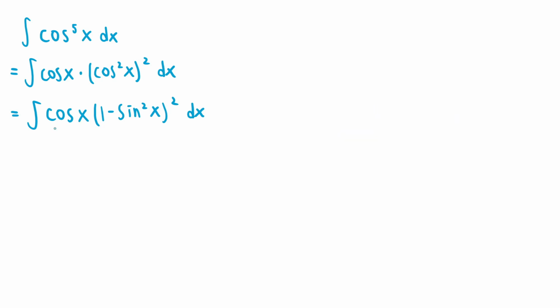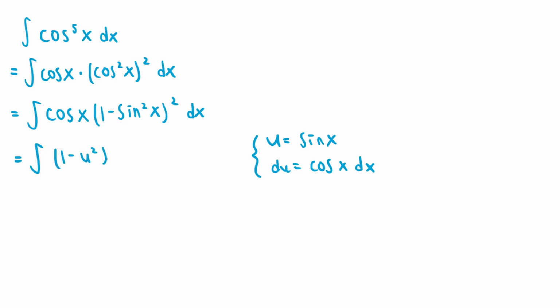So since the integrand consists of a single cosine x term multiplied by an expression entirely in terms of sine of x, we can easily do the substitution u equals sine of x, which means du equals cosine x dx, and if we substitute this back into the expression, this just becomes the integral of 1 minus u squared all squared du, since cosine x dx becomes du, and since u equals sine of x, 1 minus sine squared of x all squared is just the same as 1 minus u squared all squared.